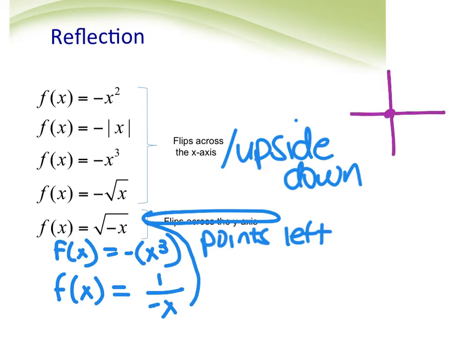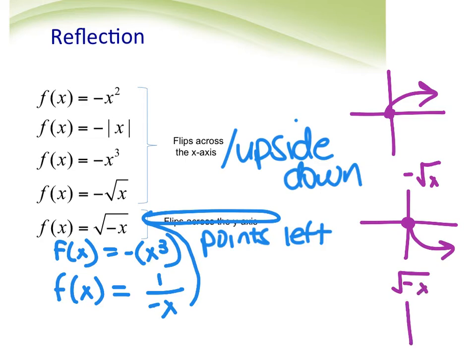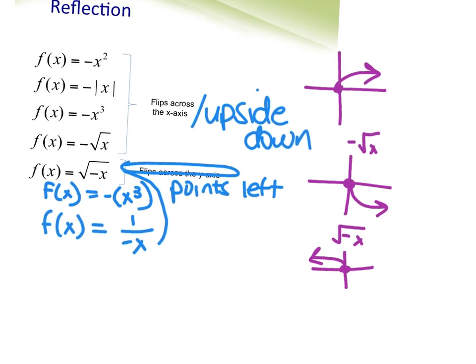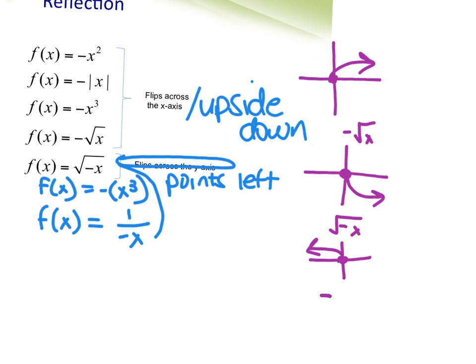So if my parent function is a square root, typically my square root function looks like this, right? The square root with a negative on the front flips it so that it's upside down. Now I'm pointing down but to the right. And then a negative on the inside points it left. So up but left. And then if it was both places, it'd be down and left.